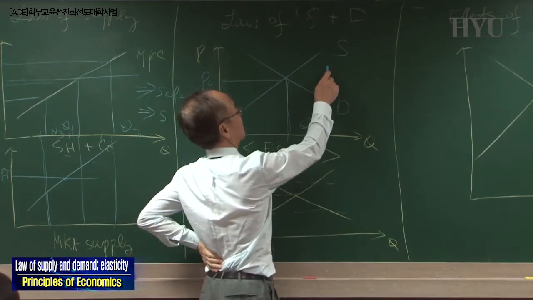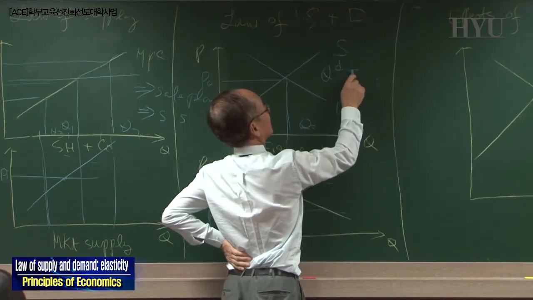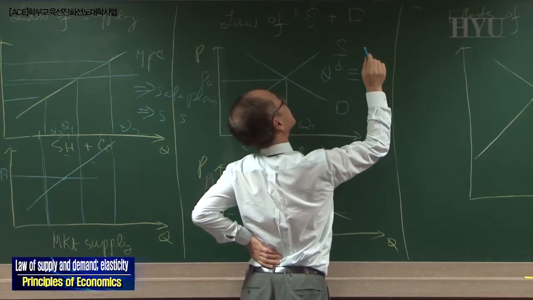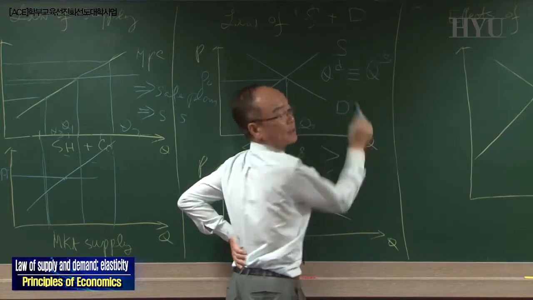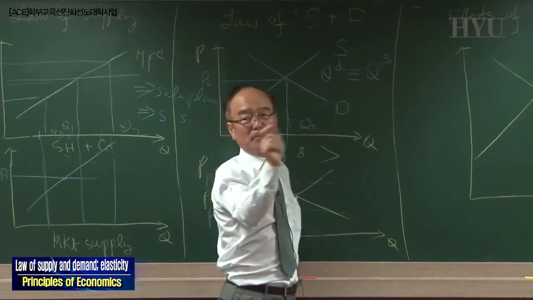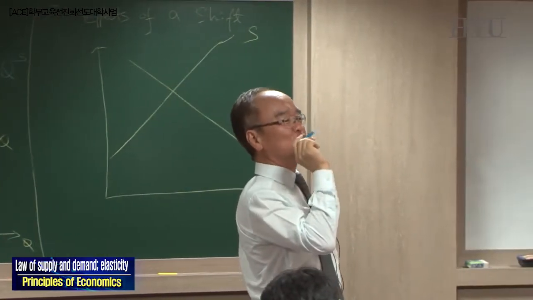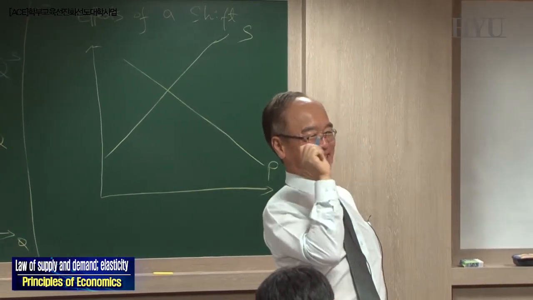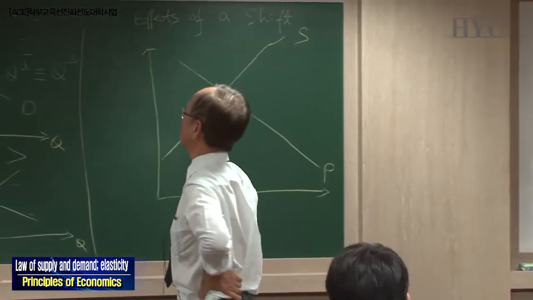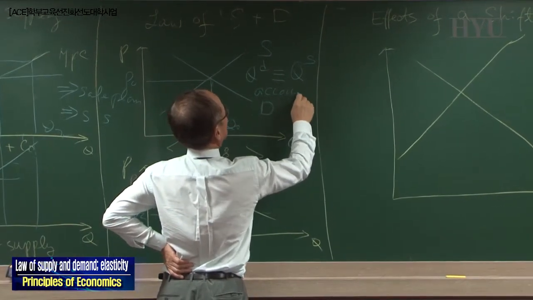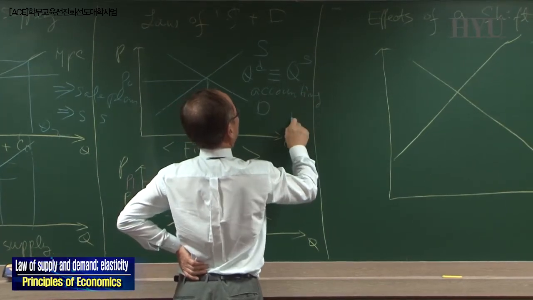So this is equilibrium. Here you see the quantity demanded is the same as the quantity supplied. Triple bar, three bars, we call that an identity. Sometimes you call it an accounting identity. Why is that?